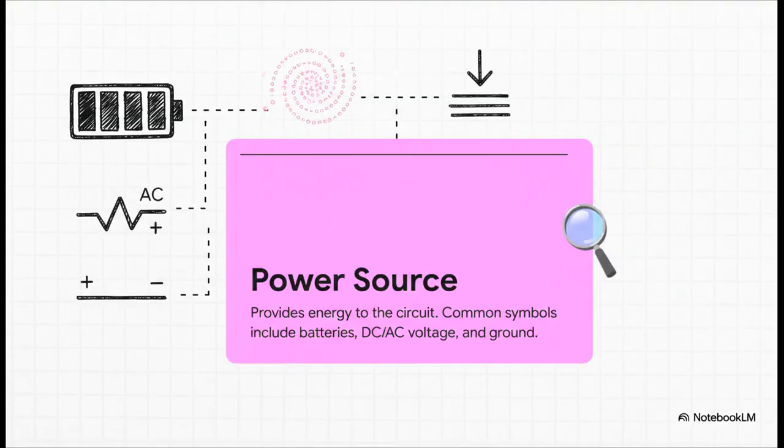Of course, none of this works without some juice. You'll see a few different symbols for power. That stack of long and short lines, that's a battery. You'll also see symbols for DC, or direct current, and AC, alternating current. And that symbol that looks like a little downward arrow or rake, that's ground. Think of it as the 0-volt baseline for the entire circuit.